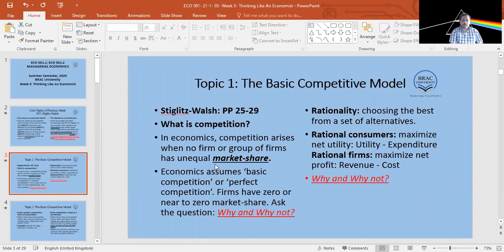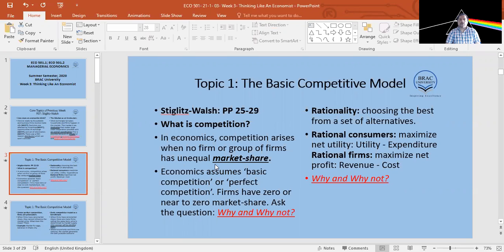The basic competitive model, the reference is still the same as last week, Stiglitz and Walsh, pages 25 to 39. What is competition? Competition has many connotations. Competition can be defined in many ways. So whatever your outlook is, whatever your discipline is, the definition of competition will change.